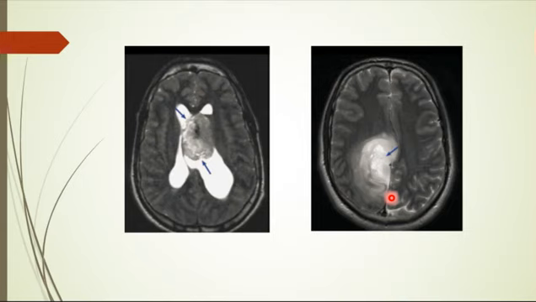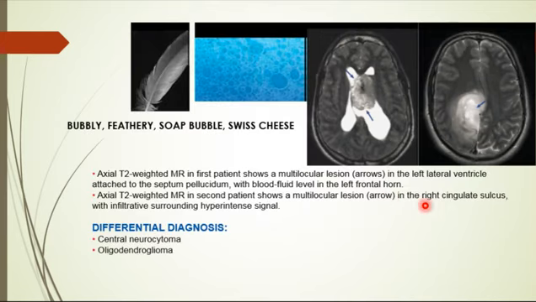Leave the location and the image, just as a differential. Don't look in general. Yes, exactly. Oligodendroglioma and central neurocytoma. I told you, leave the image.